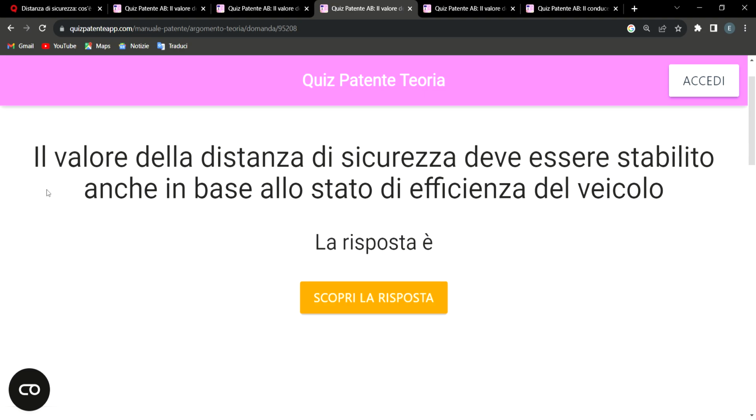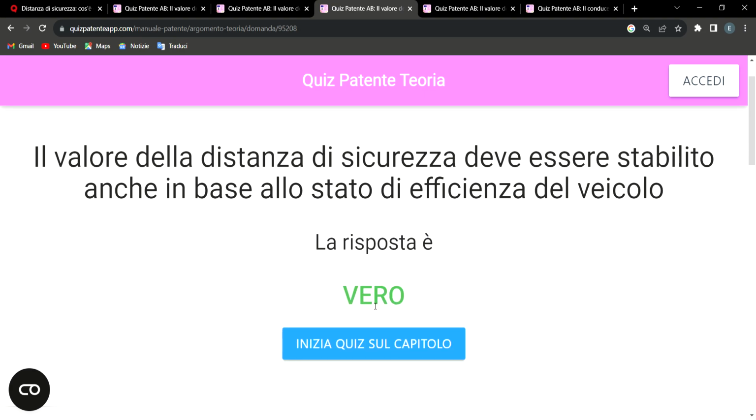Number 3 question. It says il valore della distanza di sicurezza deve essere stabilito anche in base allo stato di efficienza dei veicoli. So, vero or falso? This very one is vero. So, let me explain to you why this question is vero. It says the value of the safe distance that you are to maintain concerns the good state of that vehicle.